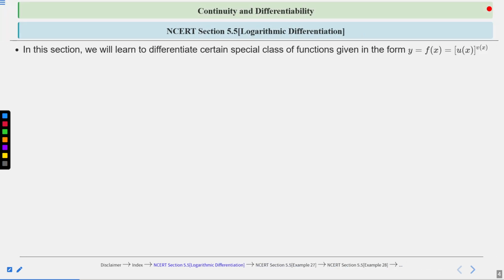In this section, we will learn to differentiate a special class of functions given in the form y = f(x) = u(x) to the power v(x), right? By taking logarithm to base e, the above may be rewritten as log y = v(x) log u(x), right?